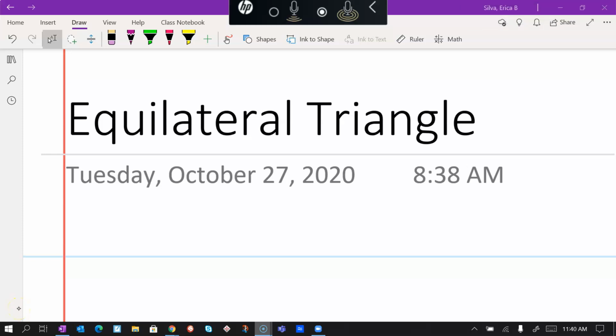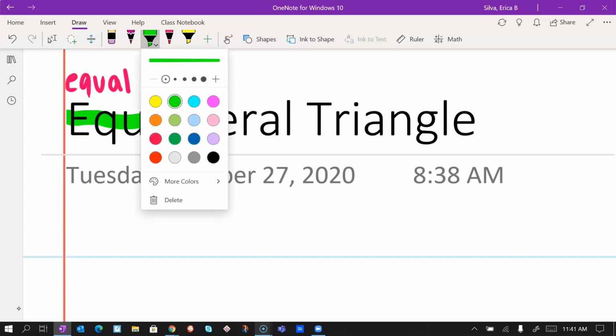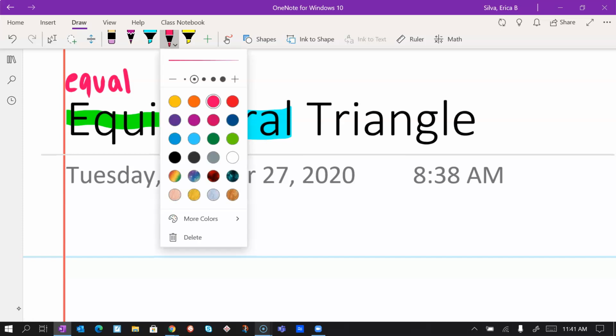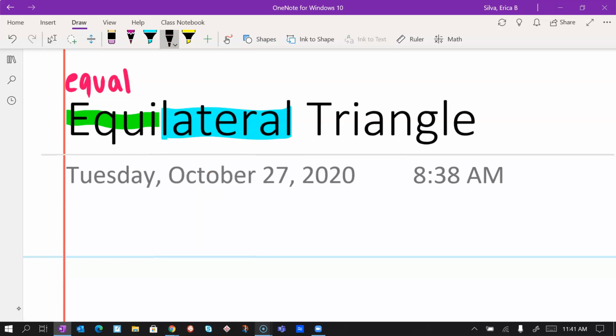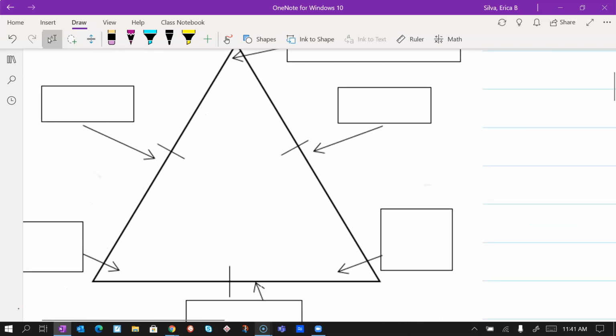All right, so if we look at equilateral triangle, what word is in equilateral? Equal. What other word is in equilateral? Do you guys know what lateral means? Side to side, yes. Like in football, lateral pass, you pass it through the side. So we got sides. So what do you think an equilateral triangle is? Equal sides. Boom. Let's go ahead and draw this equilateral triangle.